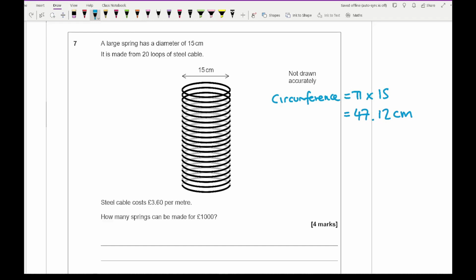So from this we can see that it is made from 20 hoops of steel, so the total spring is going to be 20 times 47.12, and that's in centimeters. So 20 times 47.12 is 942.4 centimeters. Then what we need to do is work out the cost of one spring.